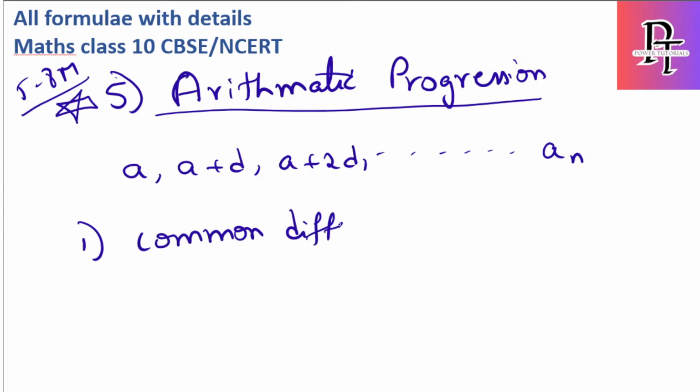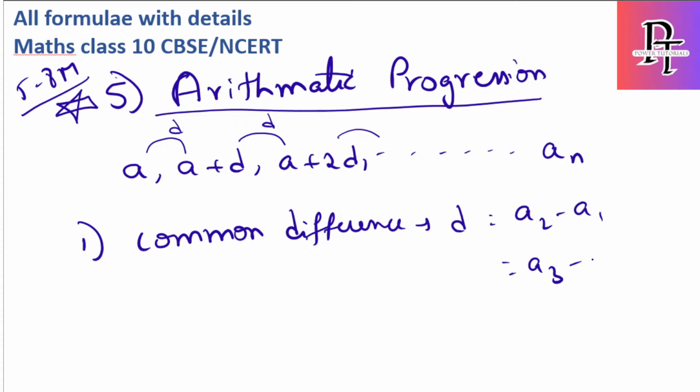Common difference means we have n number of values. For an AP series, the main criterion is that each number will have a difference of only d. If you check here also, a and a plus d, difference is d. A plus d and a plus 2d, difference is d. Same way it will keep on going. So common difference d, if I want to find, I can simply subtract any two values like a2 minus a1. This can also be equal to a3 minus a2. This will also be equal to an minus a of n minus 1. Any two consecutive values you can check, and just subtract them, you will get the common difference value.